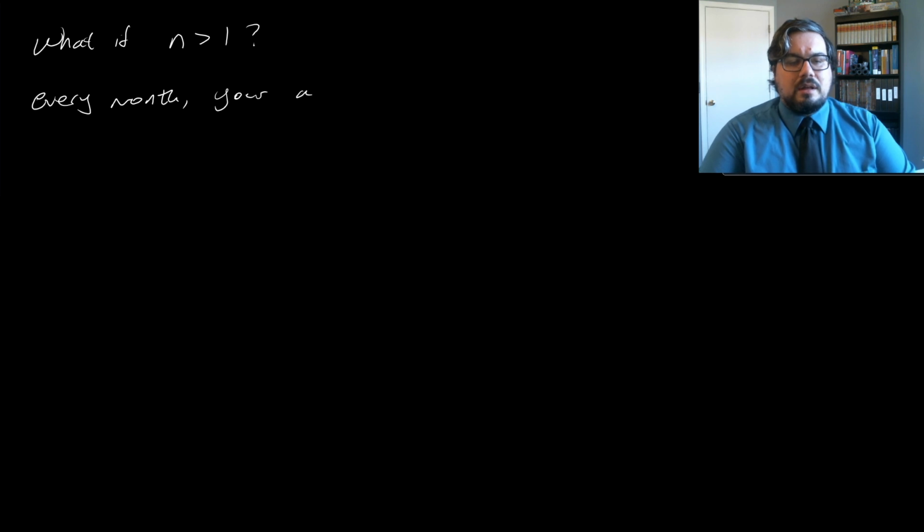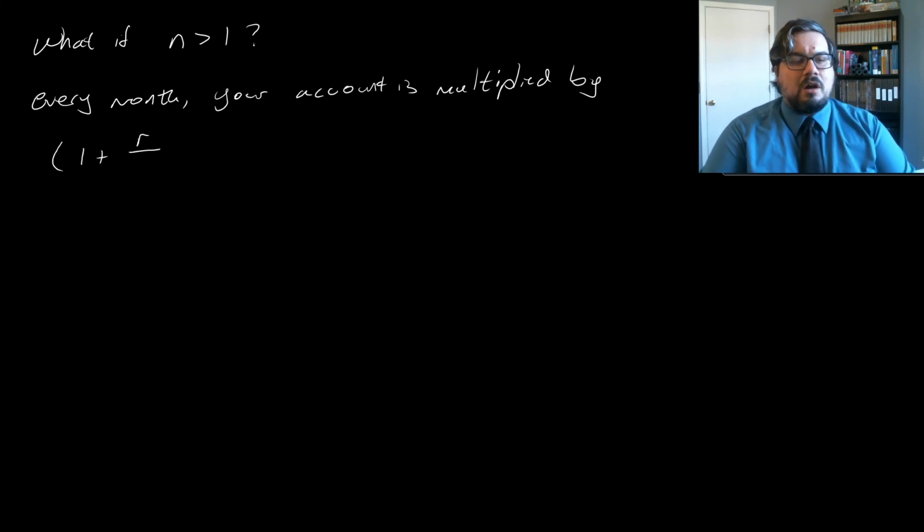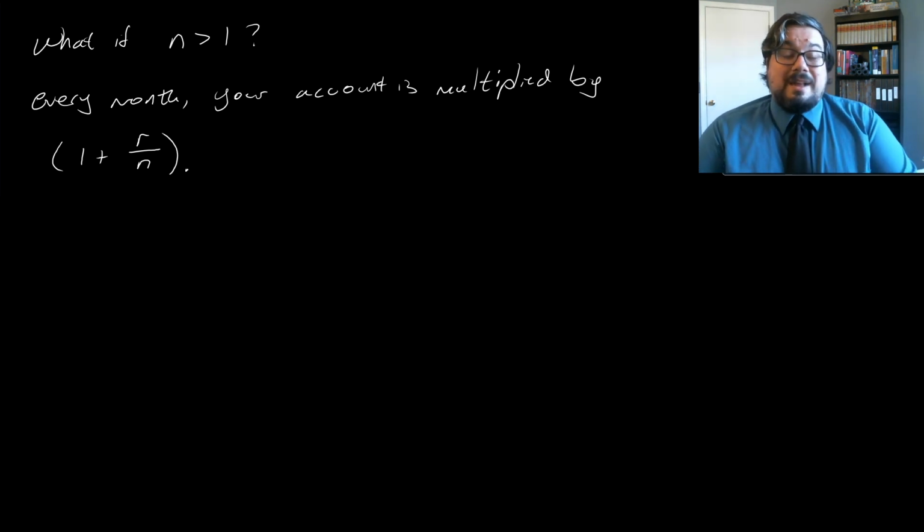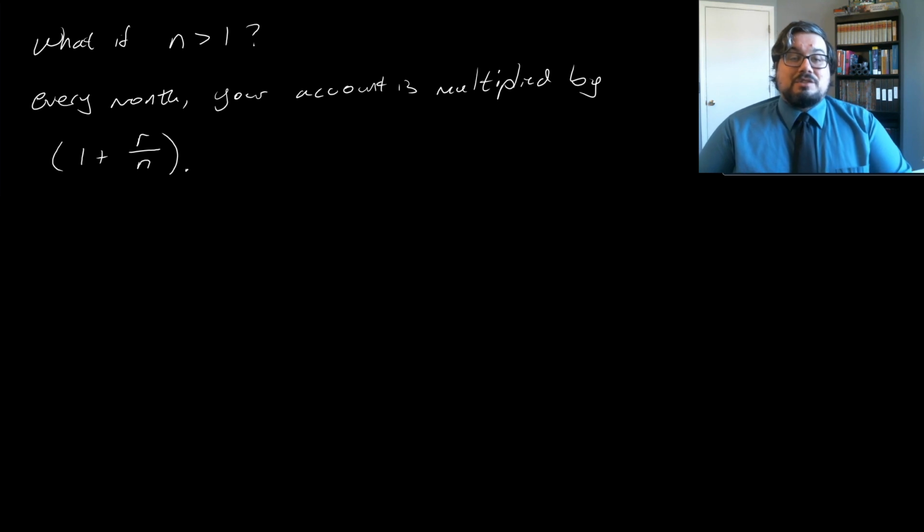Well, now every month your account is now multiplied by not 1 plus r, but 1 plus r divided by n. The reason why it's r divided by n is that r, the interest rate, is always expressed as an annual interest rate. No matter whether you're looking at a credit card, a mortgage loan, a car loan, or a bank account, the interest rates that are given are always annual interest rates.